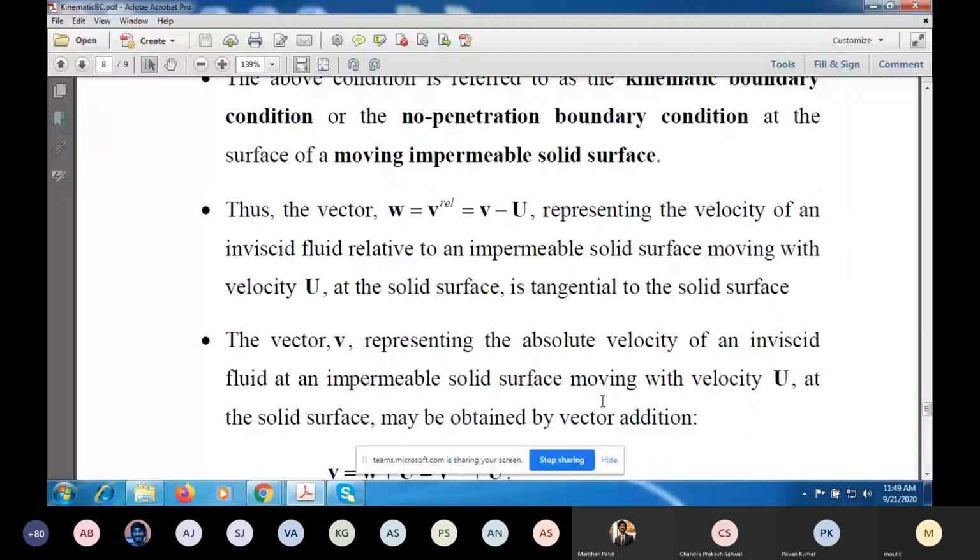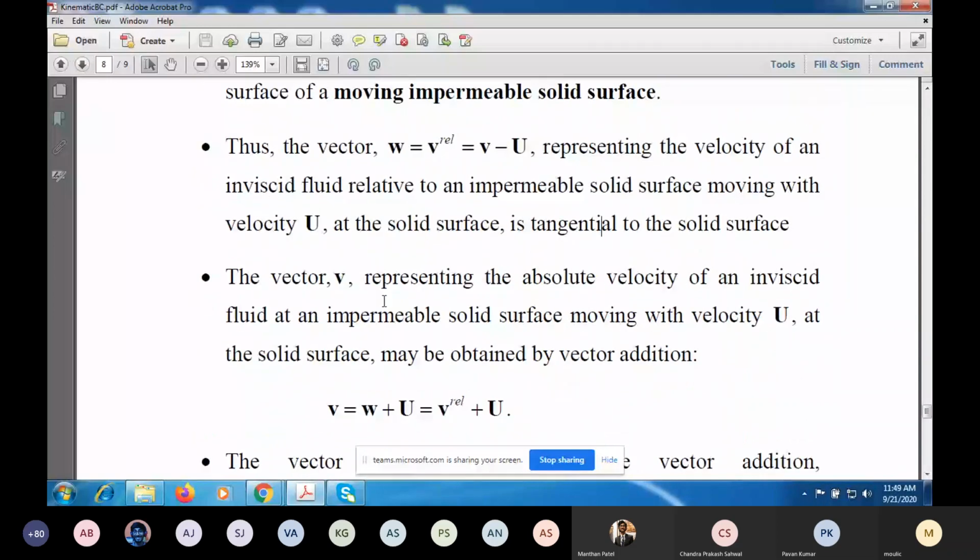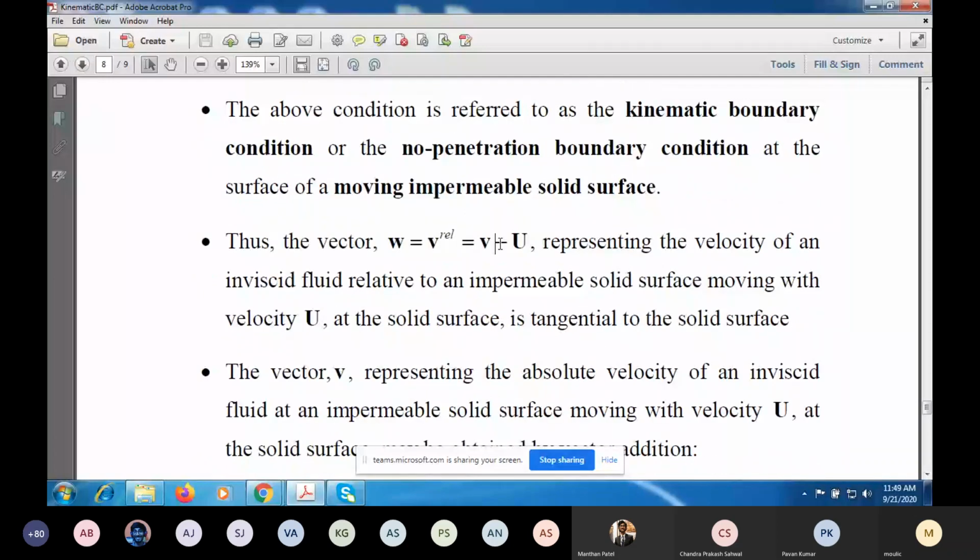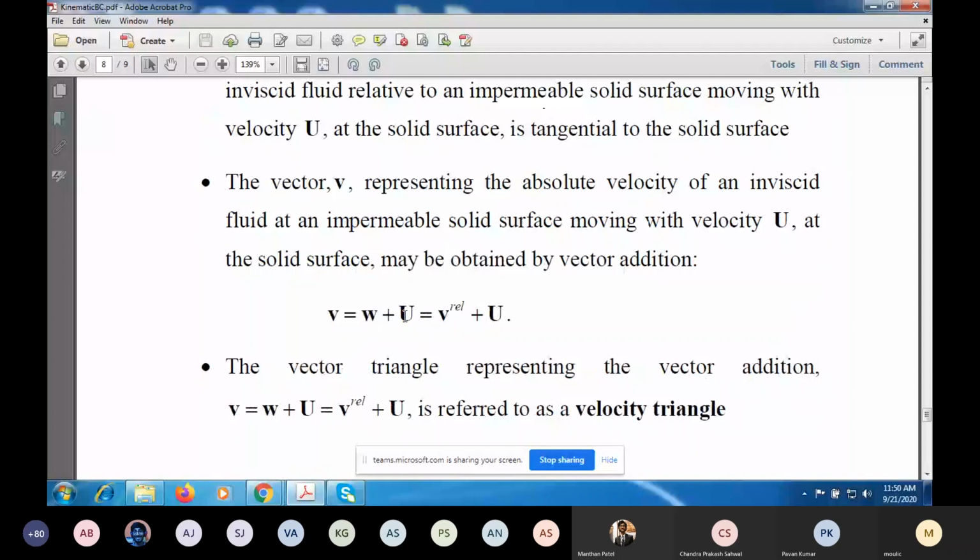So how to find the vector V at the surface? Well, simply use this definition. W is V minus U, so V will be W plus U. So if you do this vector addition, then you can find what is V. And if you represent this by a vector triangle, then this is called a velocity triangle.